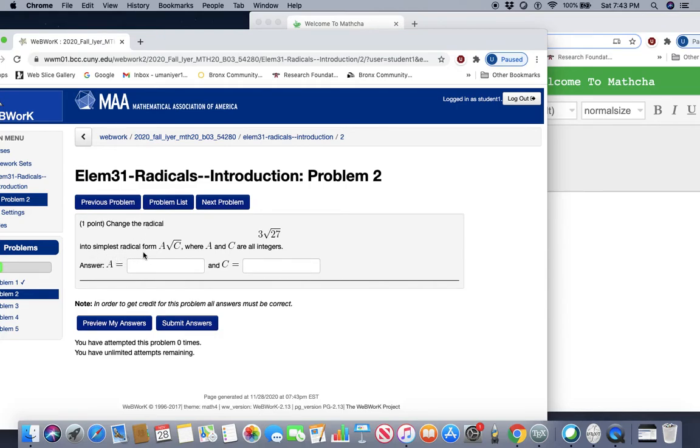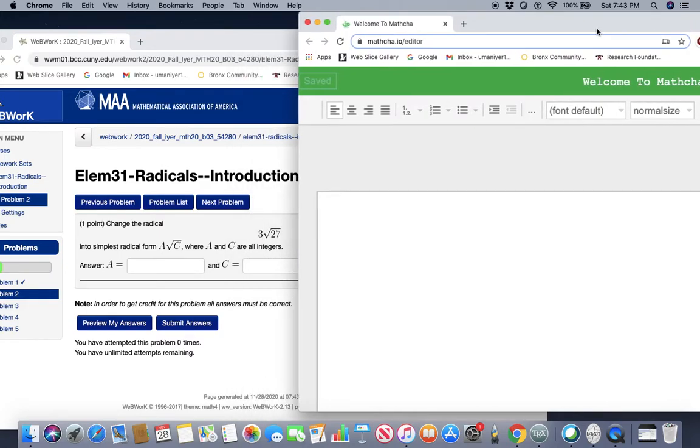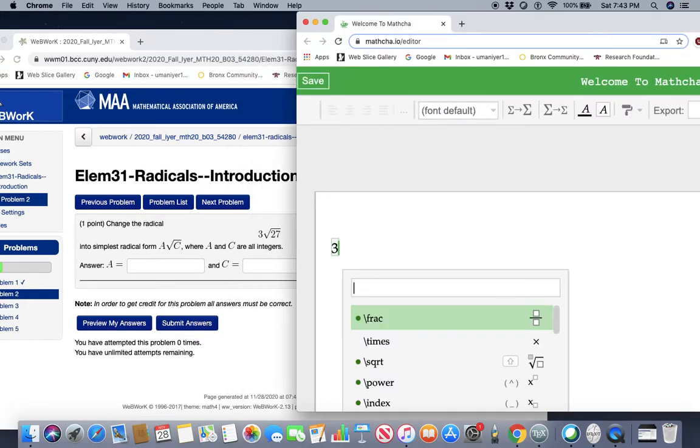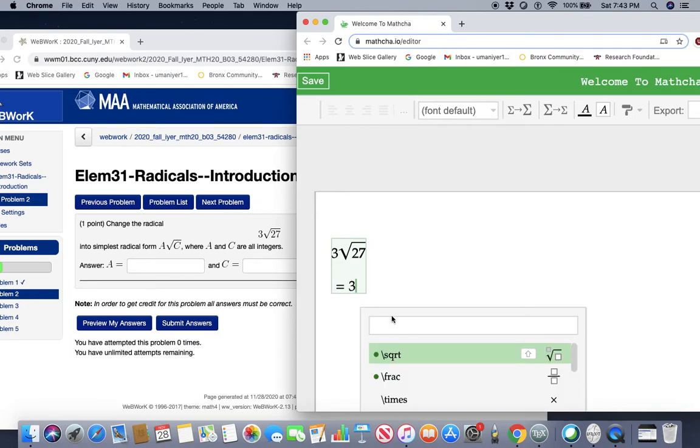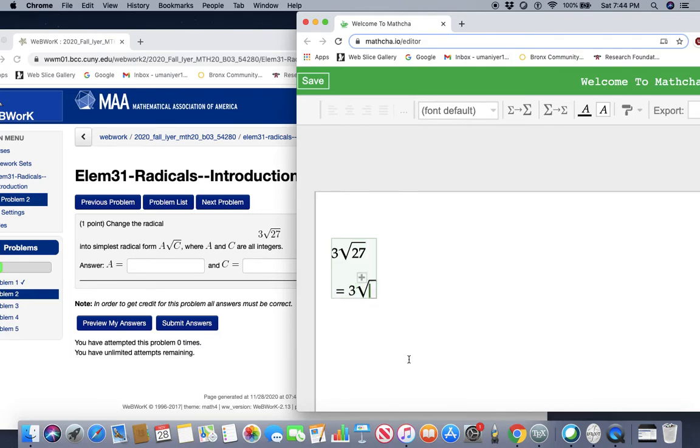Change the radical into simplest radical form, a square root c, where a and c are integers. 3 times square root of 27. Now this requires some work. Square root 27 is not going to be a rational number or a whole number, so let us extract the most we can.